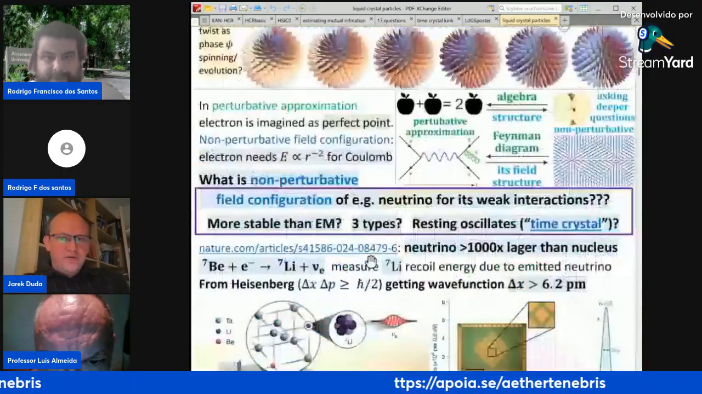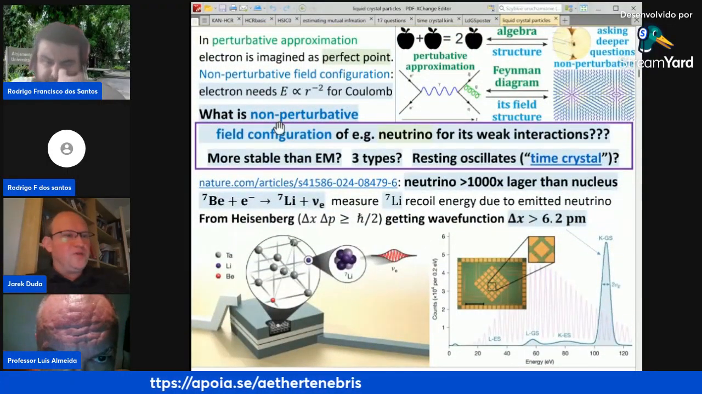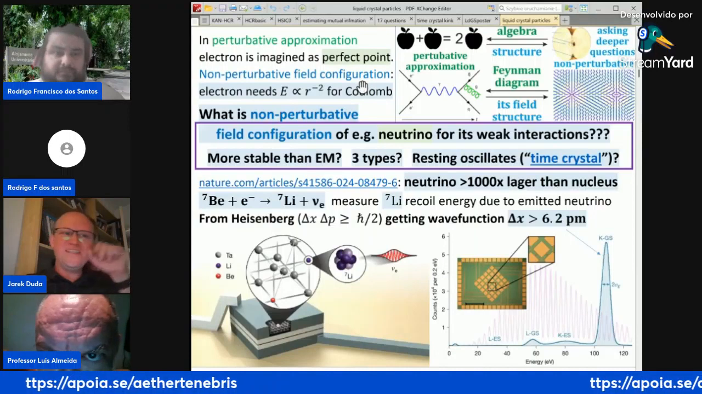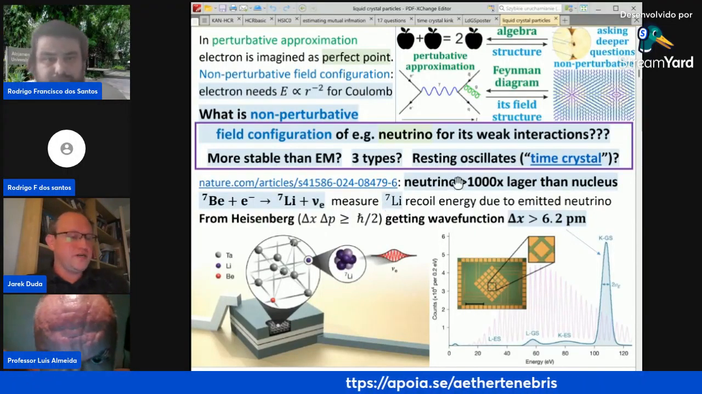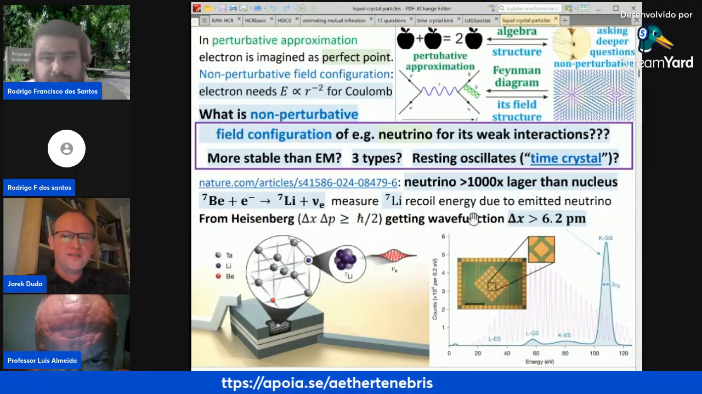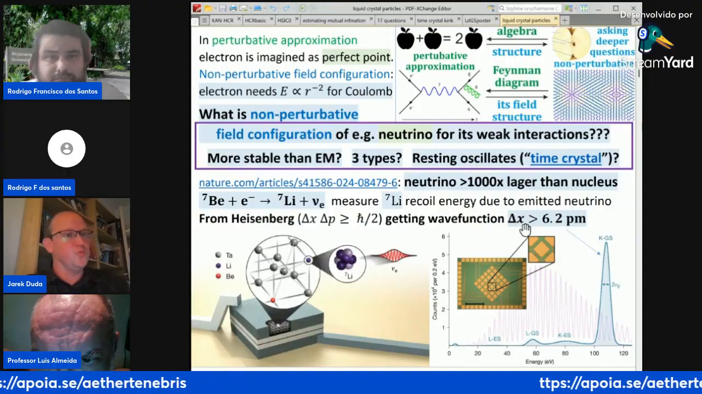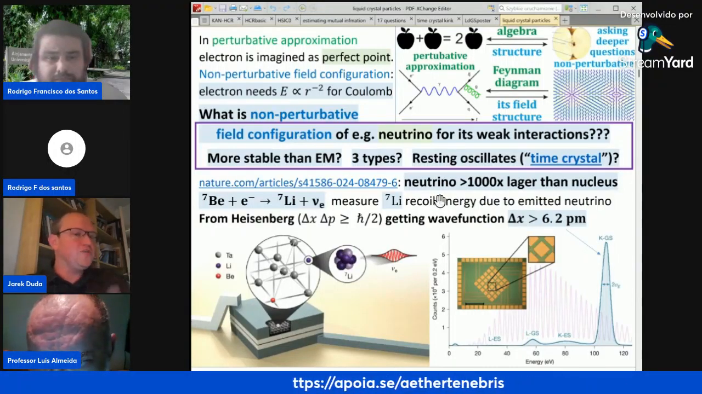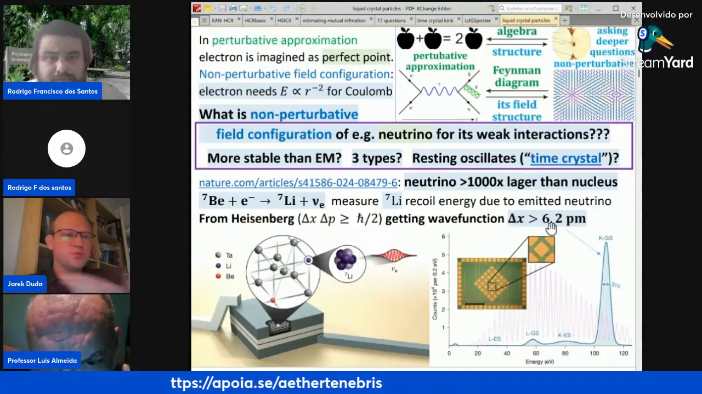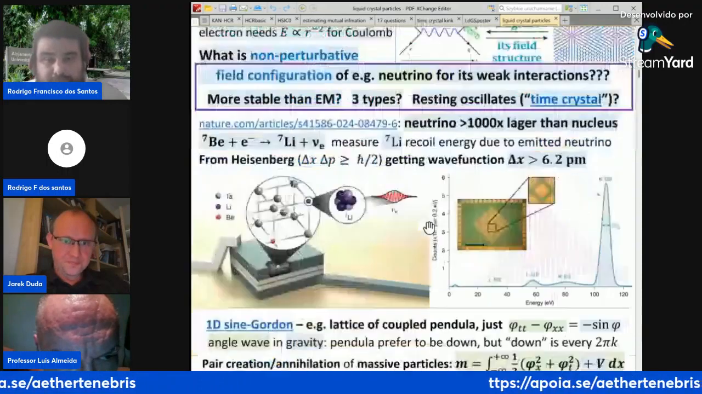So the second particle for which we know there is some oscillation is the neutrino. Again it is seen as a perfect point, but there is a recent article showing that in fact it is about six picometers, about 1,000 times larger than a nucleus. This is a wave packet, but still we should ask what field configuration is hidden in this huge size. So I will also talk about it.